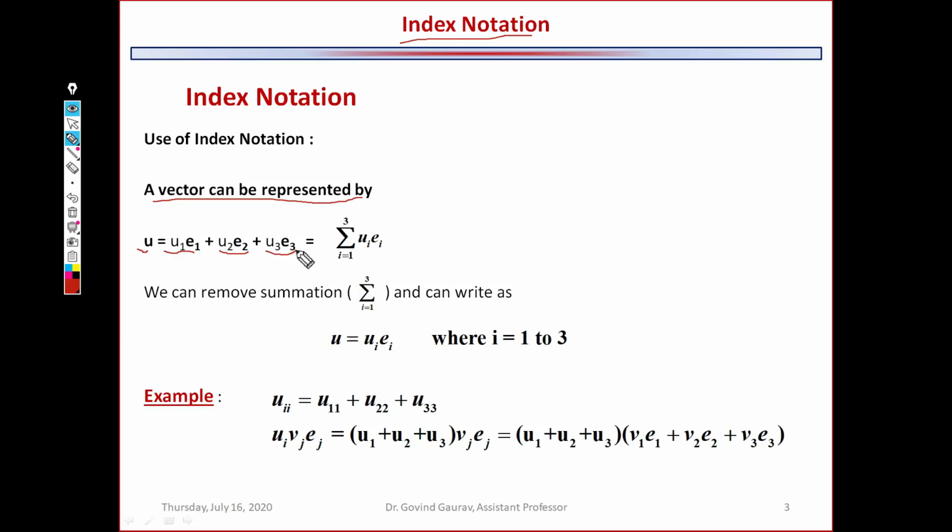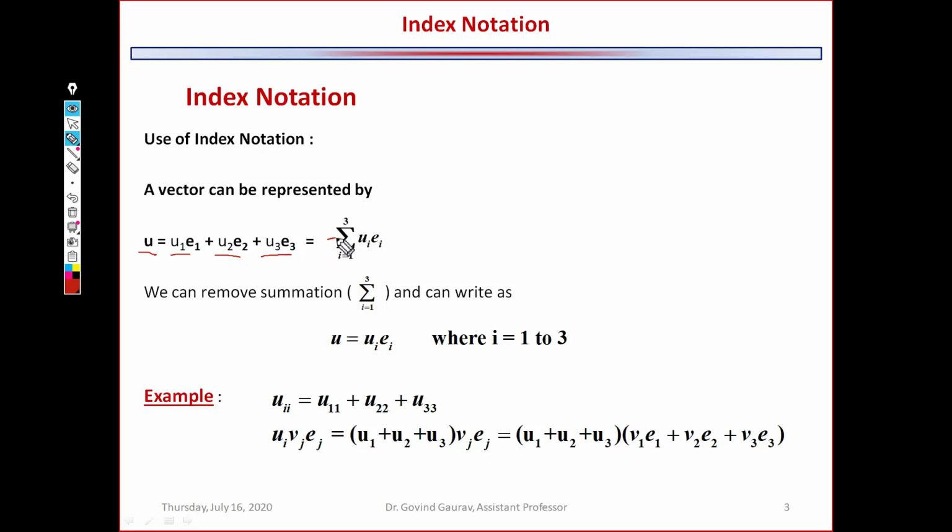If we are working in a Cartesian coordinate system, then the unit vectors are in the form of i, j, k: this e1 will be i, this e2 will be j, and e3 would be k. And if we are working in a curvilinear coordinate system, e1, e2 and e3 are the unit vectors or the unit basis in three directions. So if we are interested in representing this vector, which is u1 e1, u2 e2, u3 e3, it can be represented in the form of a summation.